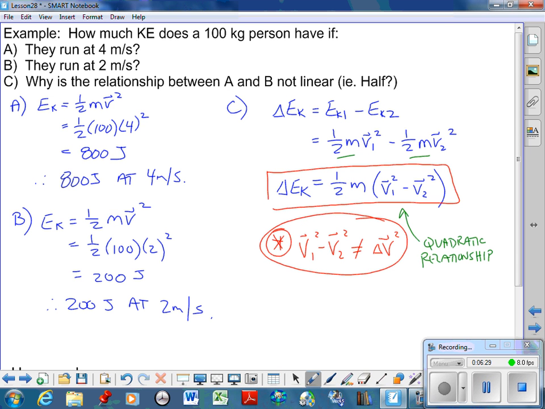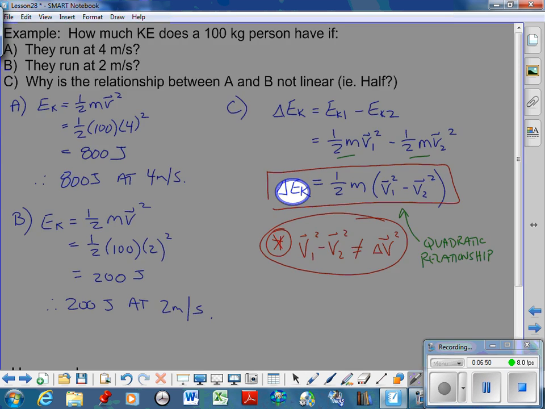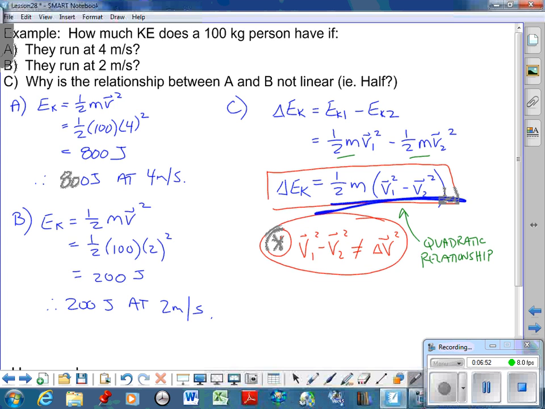So that change in energy is not linear because it's a quadratic relationship, where it forms a parabola of the velocity, so they don't have that nice one-to-one or linear relationship. So delta V cannot be calculated simply by going 4 minus 2. Okay, so be aware of that, please, and make sure it's clearly marked that this formula here is the change in kinetic energy.